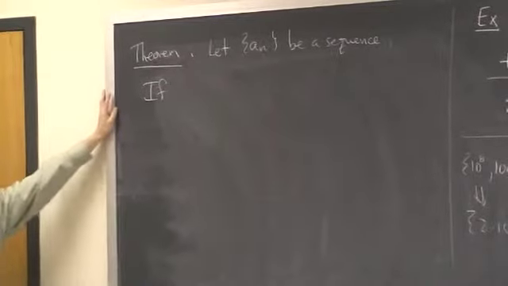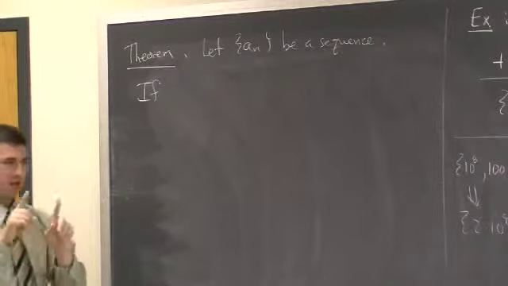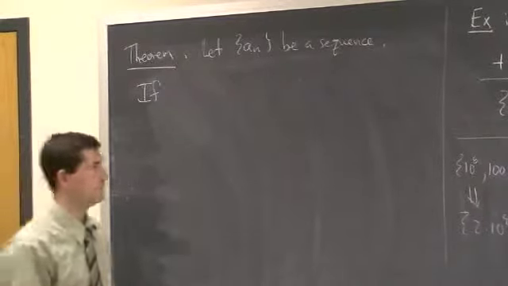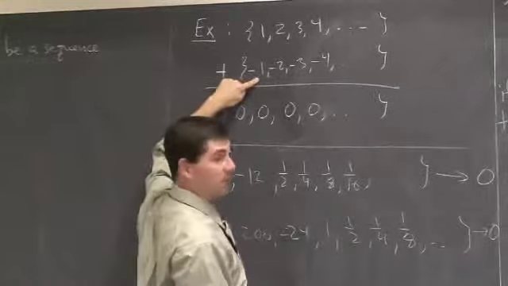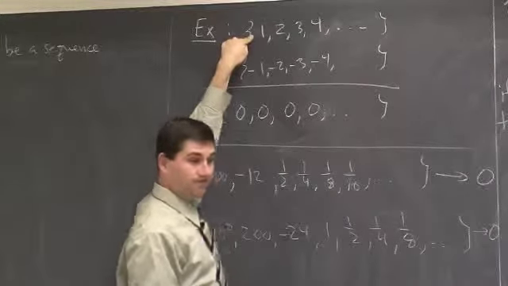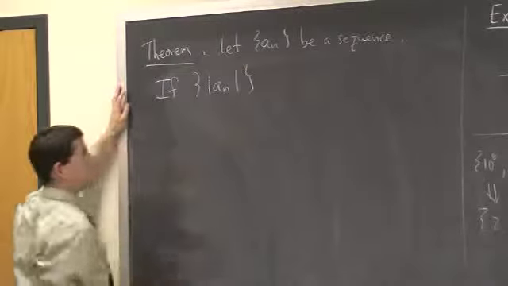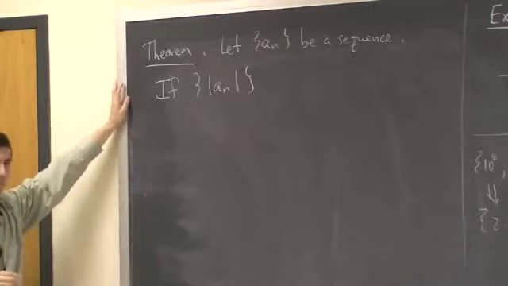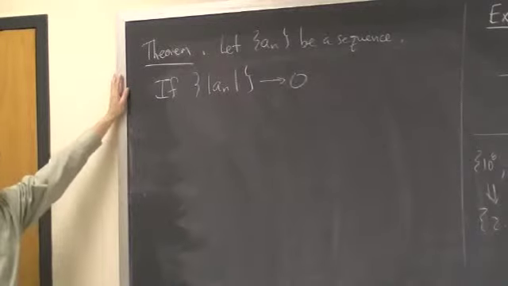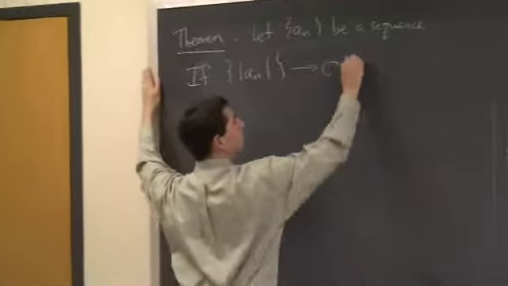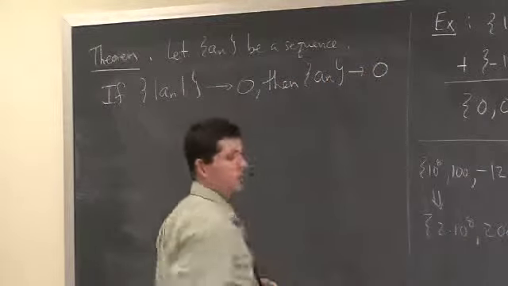Okay. I'm going to build a new sequence from the sequence. And the way I'm going to do it is just by taking every term in the sequence and looking at its absolute value. For instance, if I did that to this sequence, nothing would happen. If I did that to this sequence, I would get back the original sequence. So I'm going to look at this sequence, where I take the absolute value of every term. And let's say that I know that that sequence converges to 0. Then I can conclude that my original sequence converges to 0.